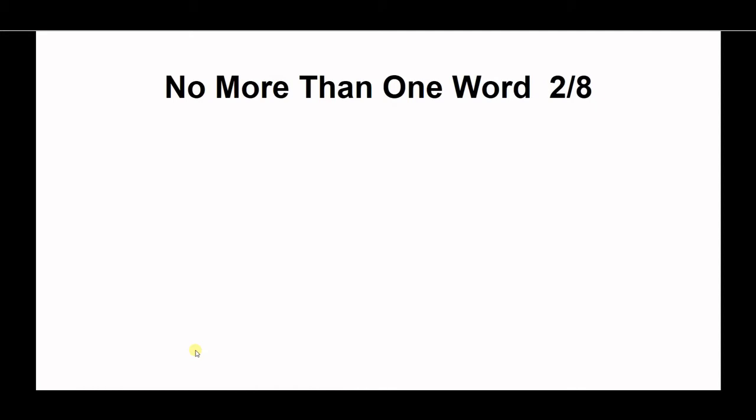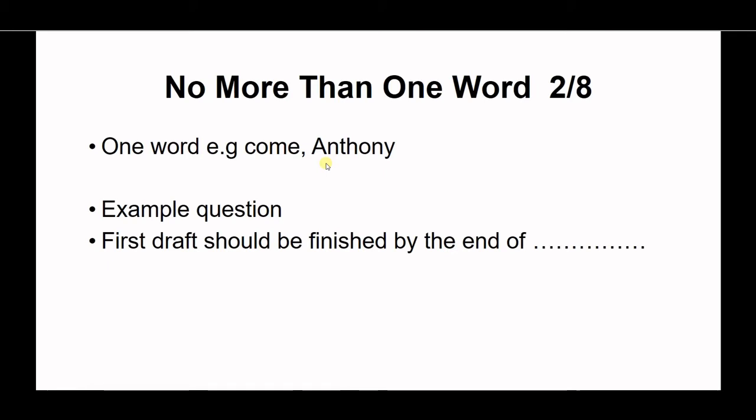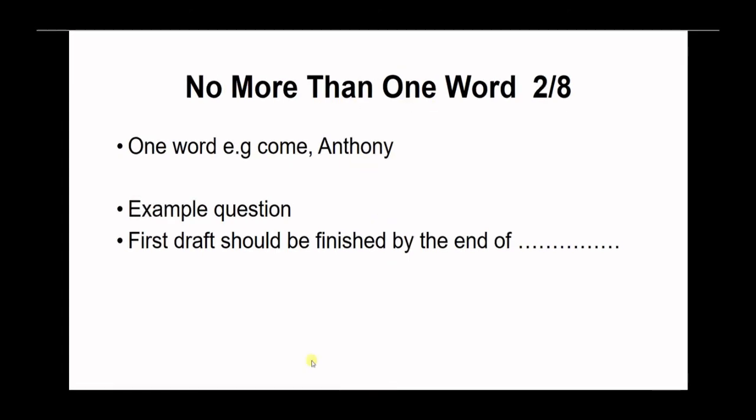If you see an instruction like "write no more than one word," what do they mean? It basically means that you should just write one word. For example, we have come and Tony as pertaining to the question. So just write one word. Let's look at this example. I'm going to play an audio from an IELTS listening past question, and I want you to figure out the answer with this instruction: no more than one word.